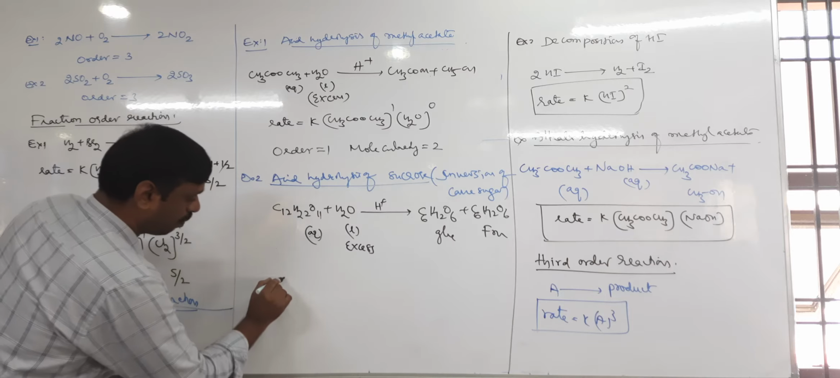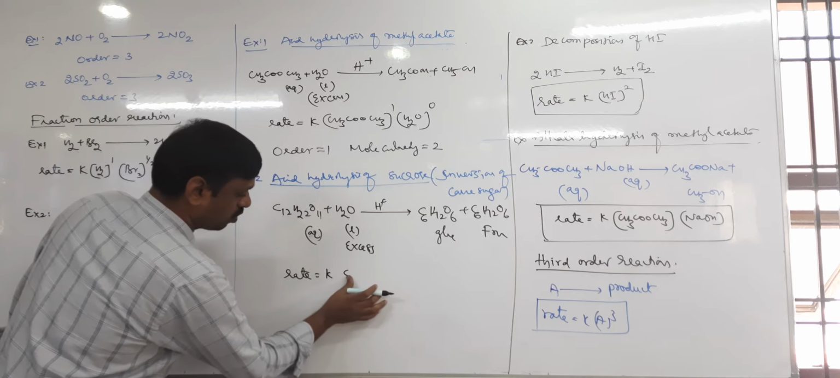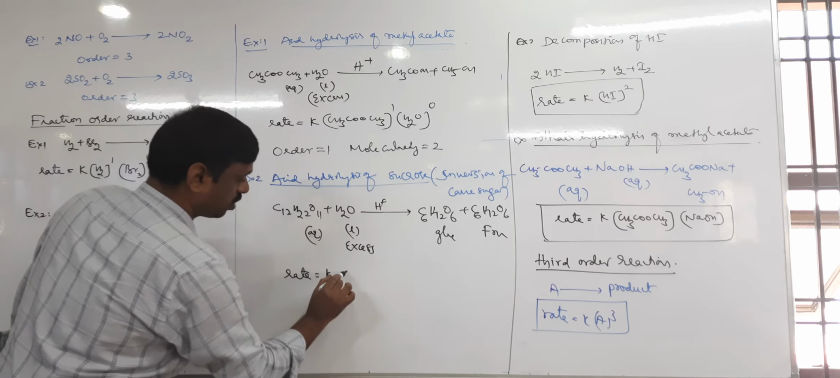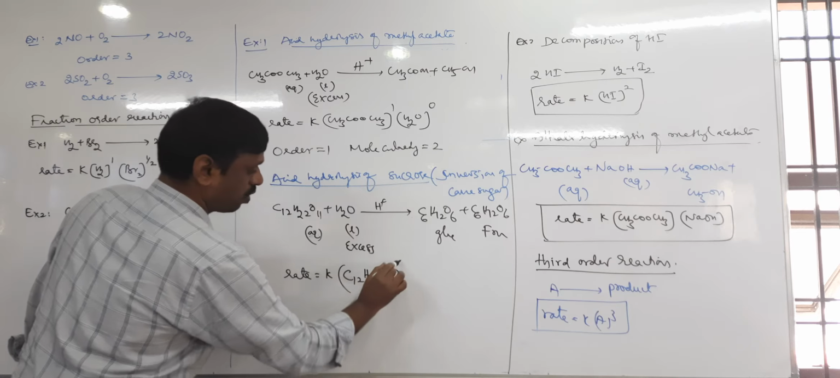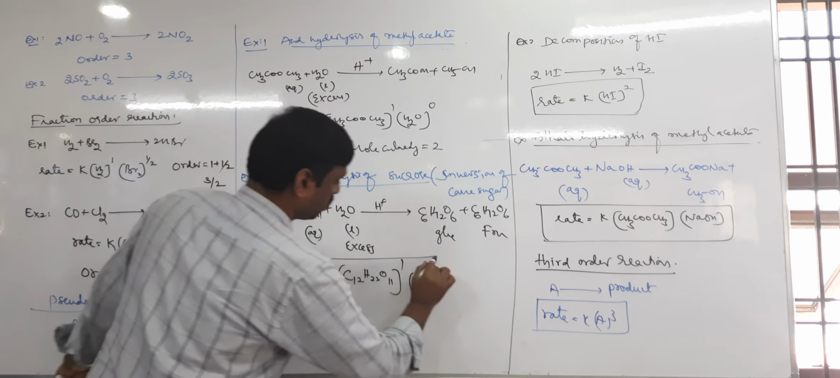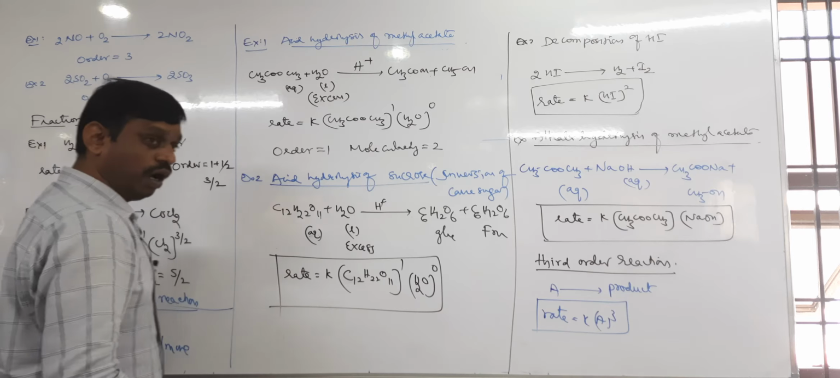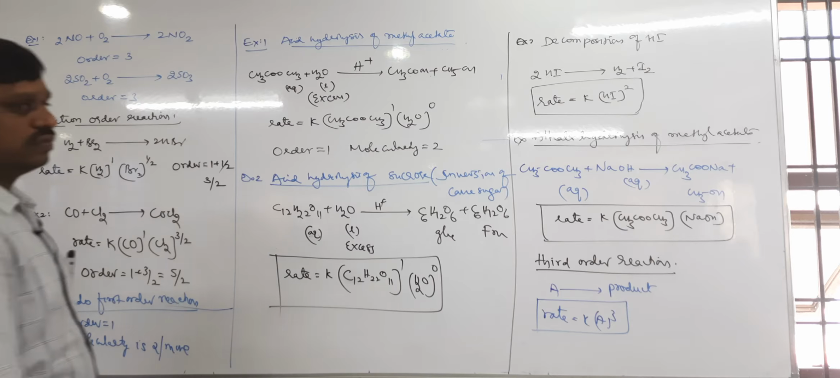Now here apply the rate law, you will get rate equal to K into the molar concentration of what? Sucrose, right? C12H22O11 power 1, and the molar concentration of water is power 0. Therefore, order is 1, molecularity 2. It is also a pseudo first order reaction. So these two examples are given in the textbook, you just remember those two examples, that is enough.